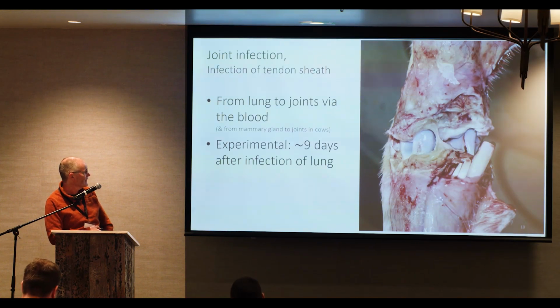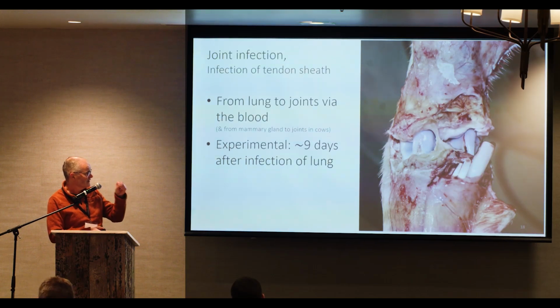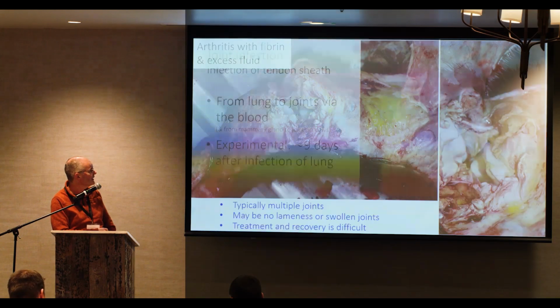And when we see that in experimentally infected calves, usually the joint infection or the joint disease happens about 9 days after the experimental infection. And this is just an example of that. If you pull on that yellow material, it's kind of elastic material that stretches, pulls away. So it's fibrin, basically what makes our blood clots, but because of the inflammation, it's entered into the joint cavity.